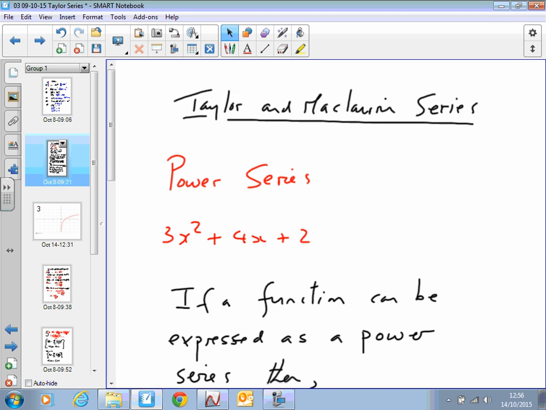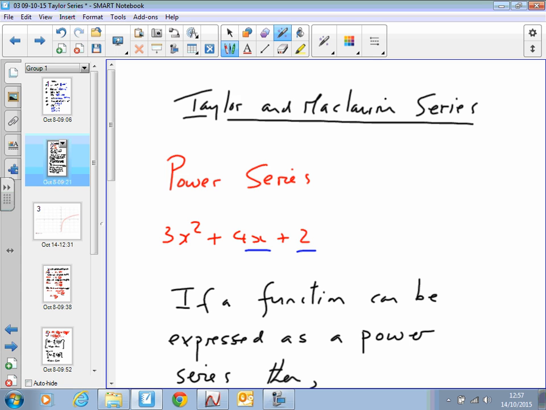Okay, introducing the Taylor and Maclaurin series. Taylor and Maclaurin series as a way of writing down a power series. Here is an example of a power series. It's one that involves powers of x. And x squared is the highest power of x, quadratic in other words. It may have a term of x and it might have a constant.